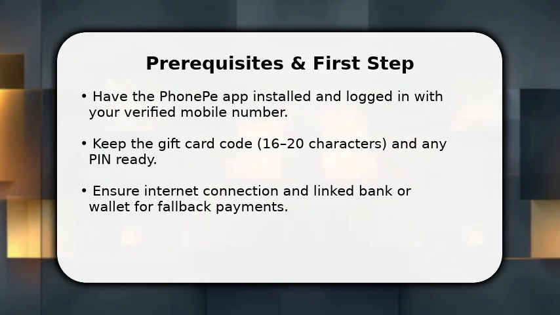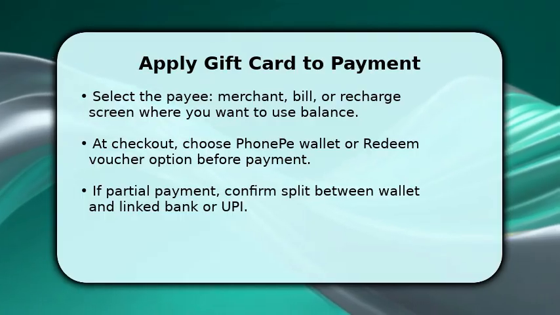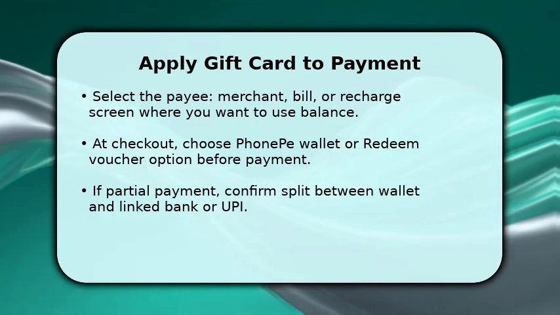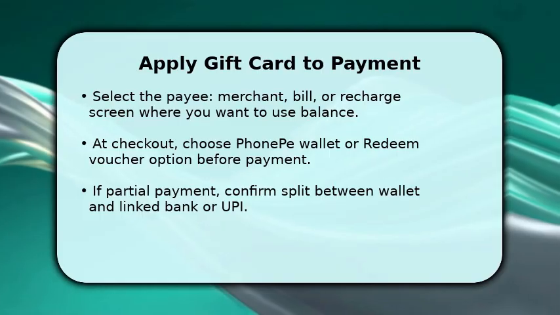Now you apply the credited balance during a transaction. Choose the service, recharge, bill, or merchant, and proceed to pay. When the payment screen shows methods, pick PhonePe wallet or redeem voucher so the system uses your gift amount first.